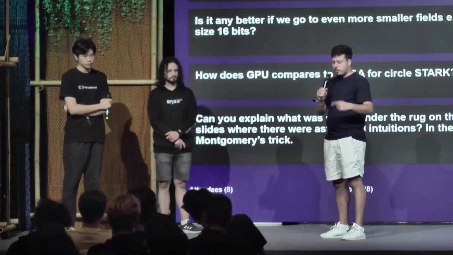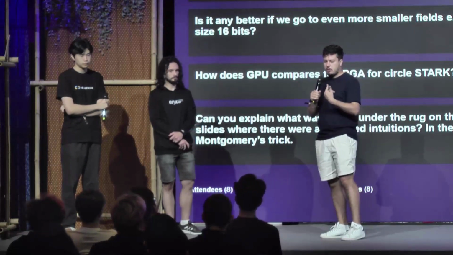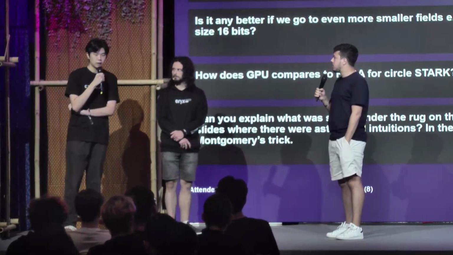For the next question: how does GPU compare to FPGA? And you also talked about ASICs for Circle STARKs, maybe specifically? At least there's no FPGA for Circle STARKs. That might be an interesting avenue to research. But in theory, FPGAs should have lower latency than GPUs, so they should perform marginally faster. But since we don't really have anything on that, we can't say for sure.